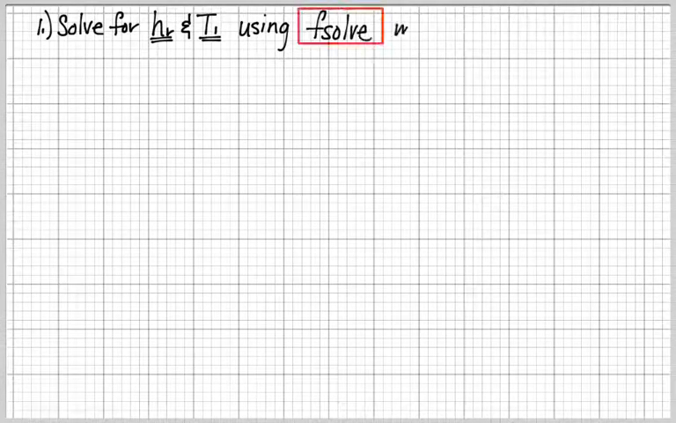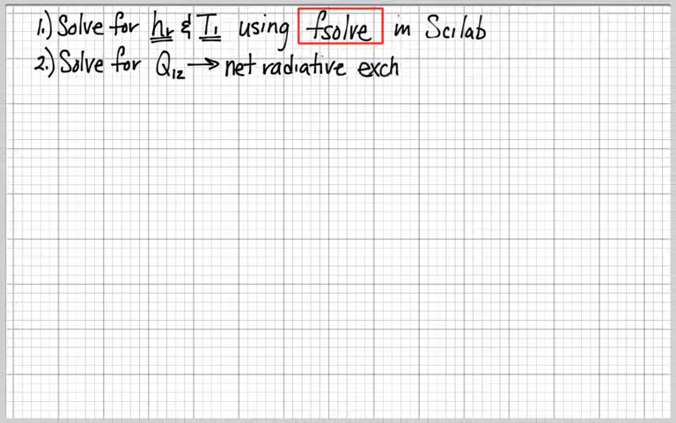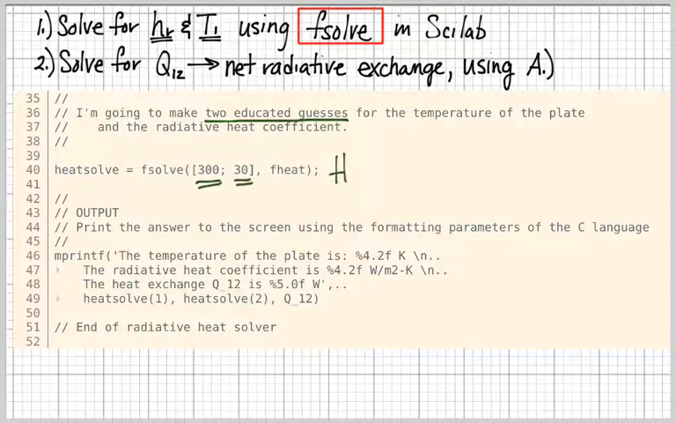So the process is that we need to solve for the heat transfer coefficient and the temperature of the plate, of the flat plate of the solar collector, using fsolve in Scilab. And then we'll solve for Q12, the net radiative exchange, using our earlier work. So this is still the same code. I've just broken it up into different chunks. And I started on line 36.